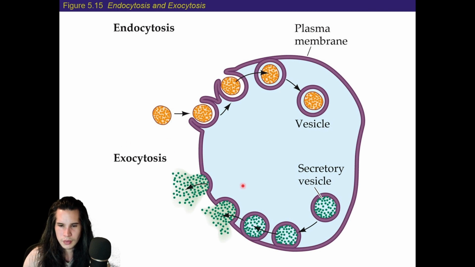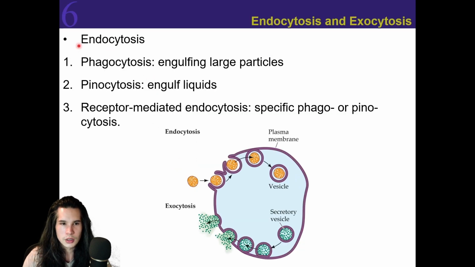Now let's talk about exocytosis. Exocytosis is allowing things to exit the cell. So you have a secretory vesicle, which is just something to be secreted. What you're going to have are maybe signaling molecules on the surface of that secretory vesicle, which fuse with the plasma membrane and then allow it to release its contents outside of the cell. So that stuff exits the cell. Exocytosis exits the cell.